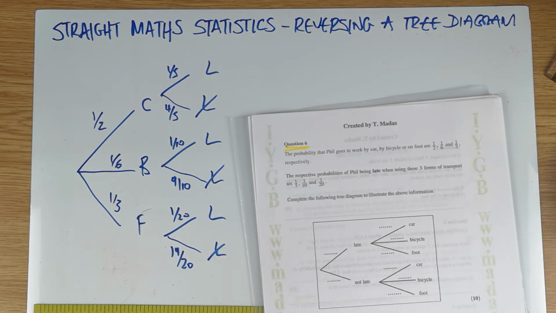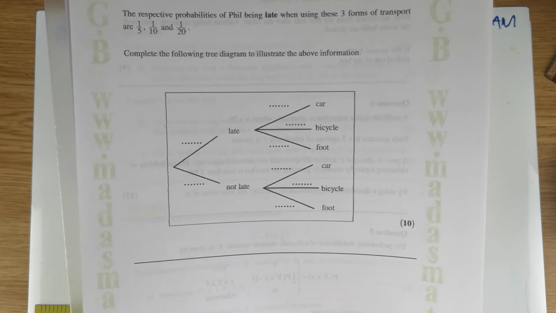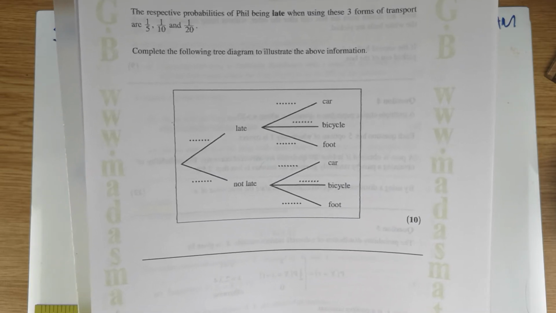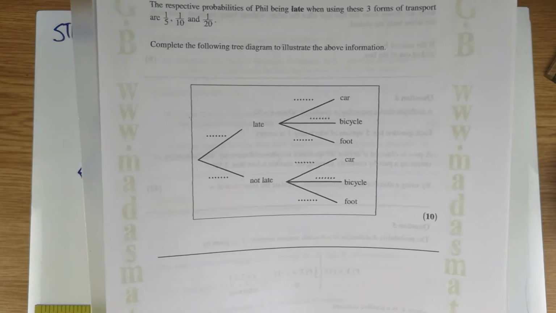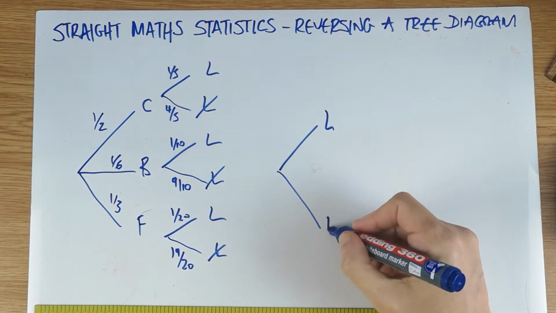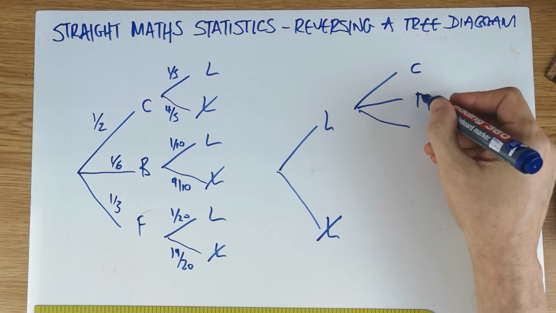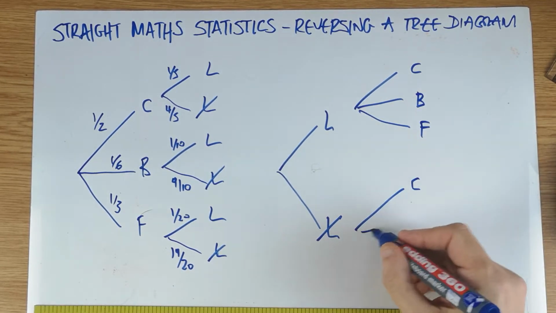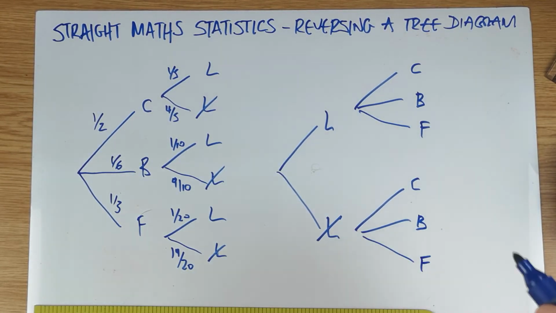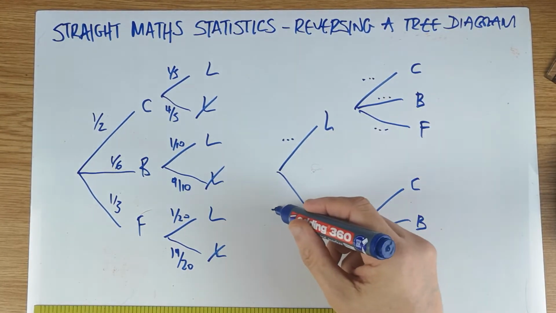But this is not what the problem is all about. I don't know if you can see on the actual paper, they want us to reverse this tree diagram rather. They want us to have it look like late, not late, and then of course car, bicycle, foot, car, bicycle, foot, and of course we need to put the correct probabilities, and it's not as straightforward as it looks.